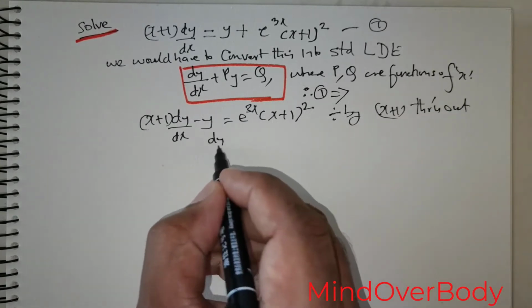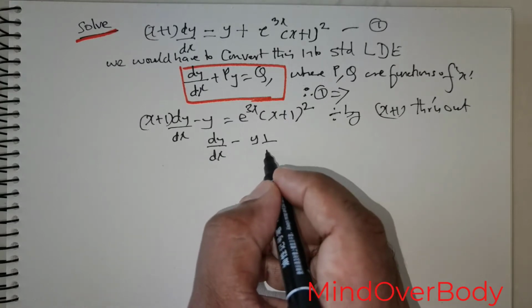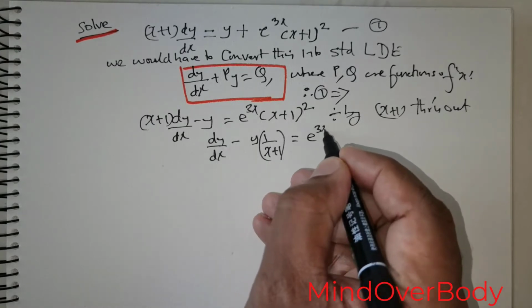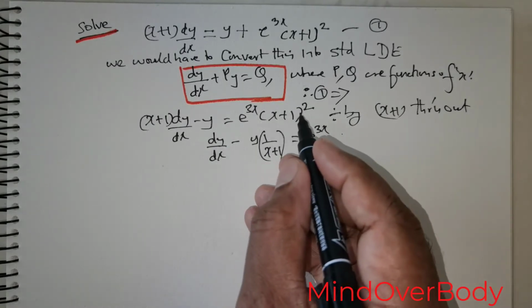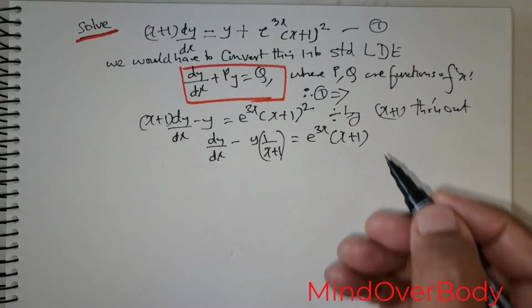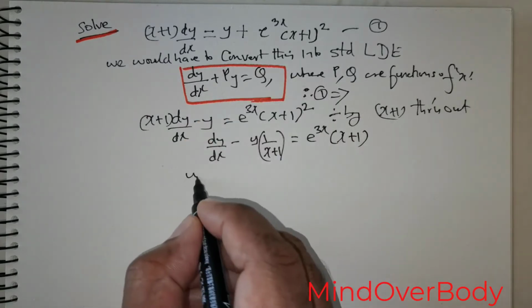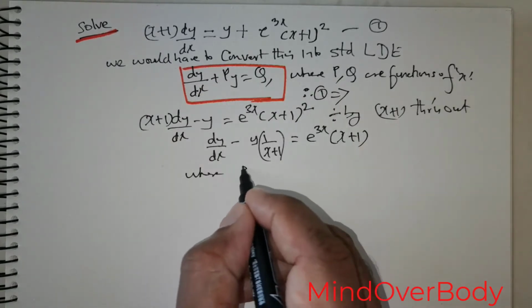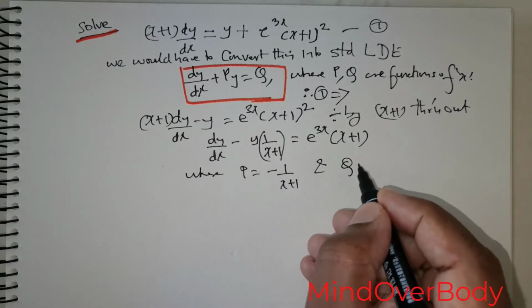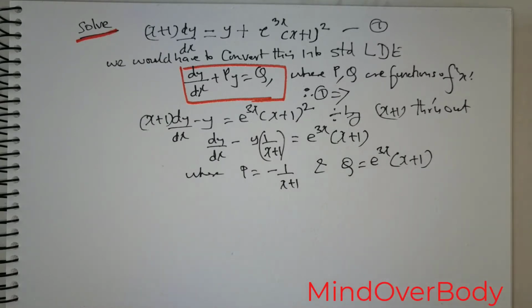So if I were to do this, I would get dy over dx minus y times 1 over (x+1) is equal to e raised to the power of 3x times (x+1) squared divided by (x+1). That is going to give me (x+1), right? So now this is exactly in this standard form, where p is equal to negative 1 over (x+1), and my q is e raised to the power of 3x times (x+1). So this is fair enough.